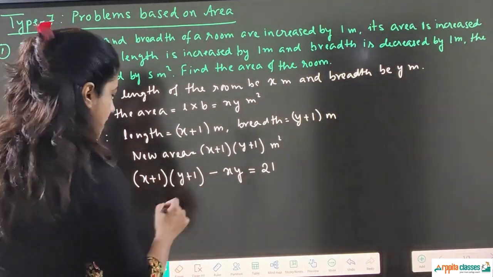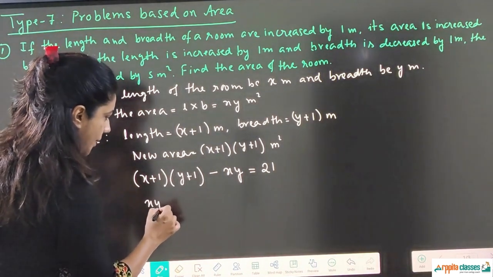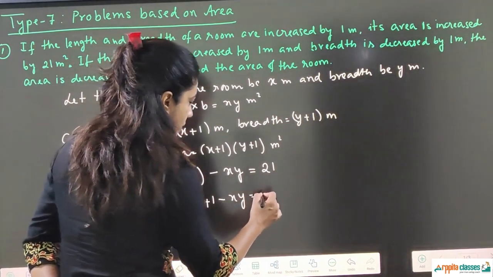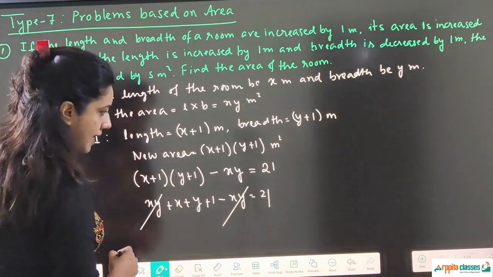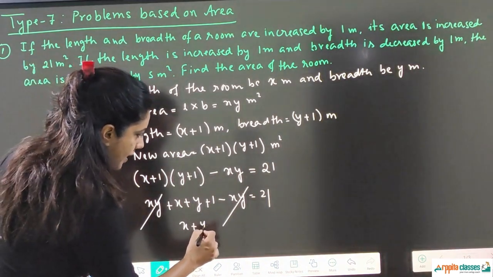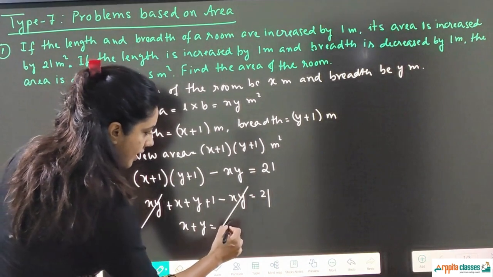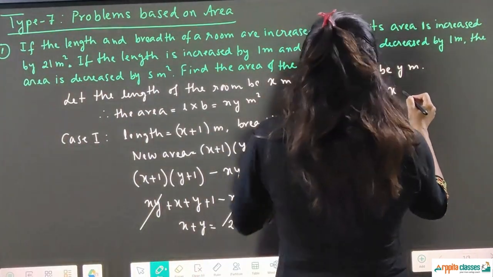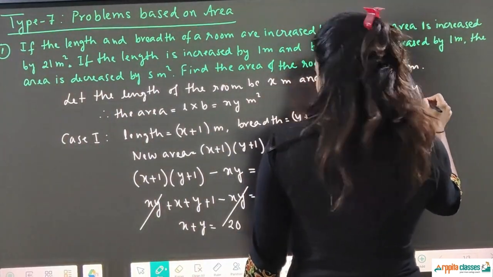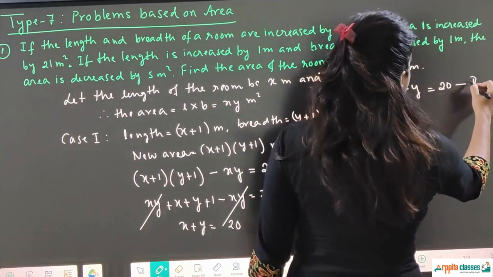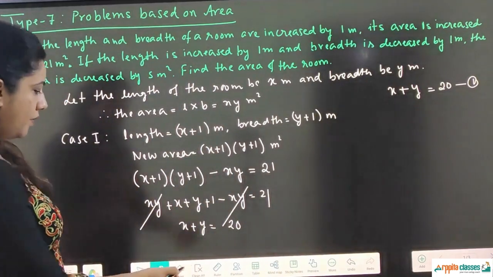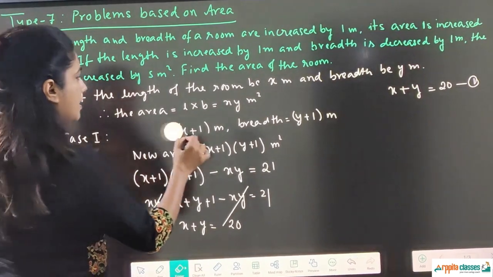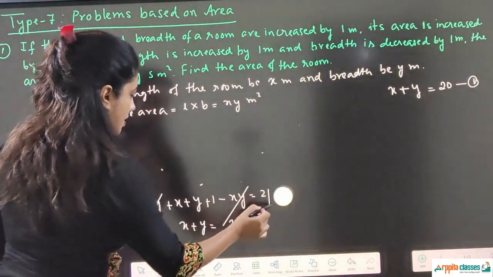Okay. So now let us calculate this. This is xy plus x plus y plus 1 minus xy is 21. xy and xy get cancelled. So it's x plus y is equal to 21 minus 1, that is 20. So I got the first equation. I'll write it here: x plus y is equal to 20. This is my first equation. Okay, now let us find out the next equation. I'll rub this.